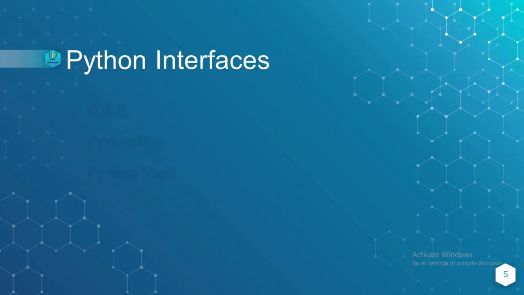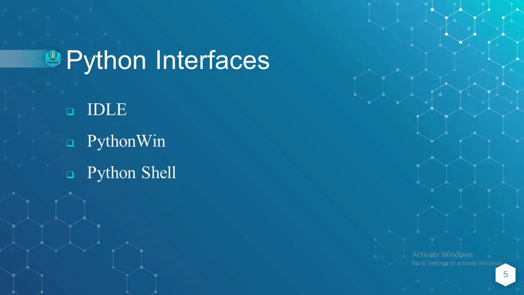Moving to the next slide, it's the Python interface. So here we have three interfaces: idle, Python window and Python shell. Let us see what these are in depth. Idle is nothing but an integrated development and learning environment. The Python installers for Windows contain the idle module by default.